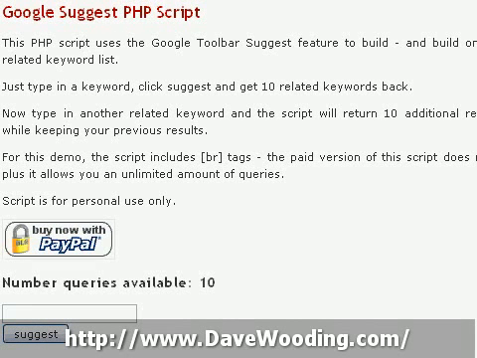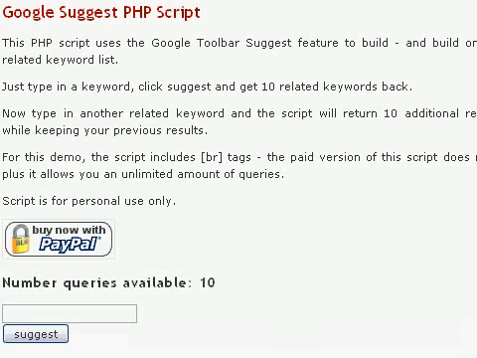Okay, Google Suggest PHP script by Dave Wooding at davewooding.com. This is a PHP script that will use the Google toolbar suggest to build a list of related keywords. Simply type in a keyword, click suggest, and then get 10 related keywords back right away. The killer here is that you can keep typing in more and more keywords, and it'll keep adding more and more results. Let's give an example.